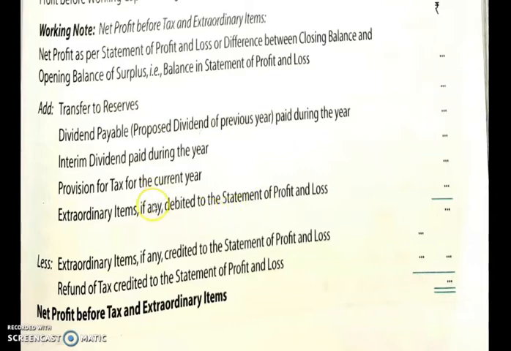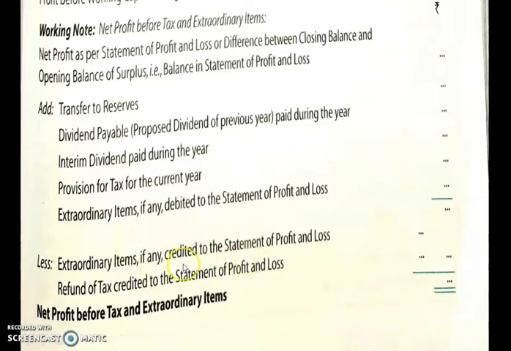Extraordinary items, if that is on the debit side of profit and loss, will be written over here. After writing all the amounts as per the format, you have to add all the items together and you will get one amount over here. From that you have to subtract any extraordinary item.